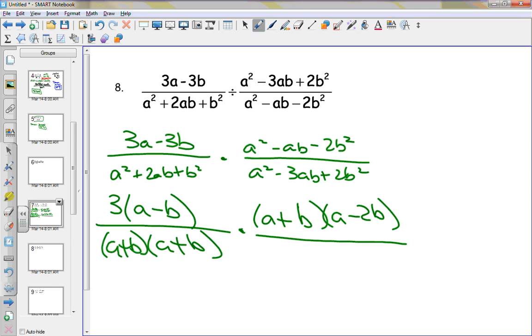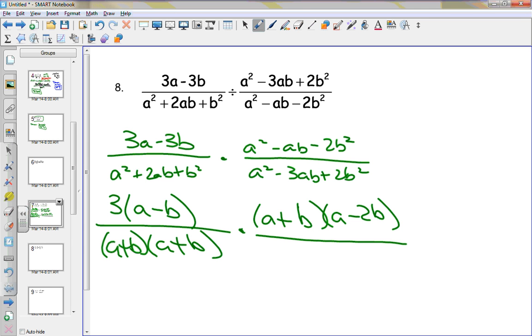I'm just factoring. I have to break down a squared, so that's a and a. I need a negative, so my signs are opposite. I need to break down 2b squared. Factors of 2 are 1 and 2, so I have to use b and I have to use 2b. It's a matter of where you're going to put them. I need a negative ab, so that goes with the bigger number.